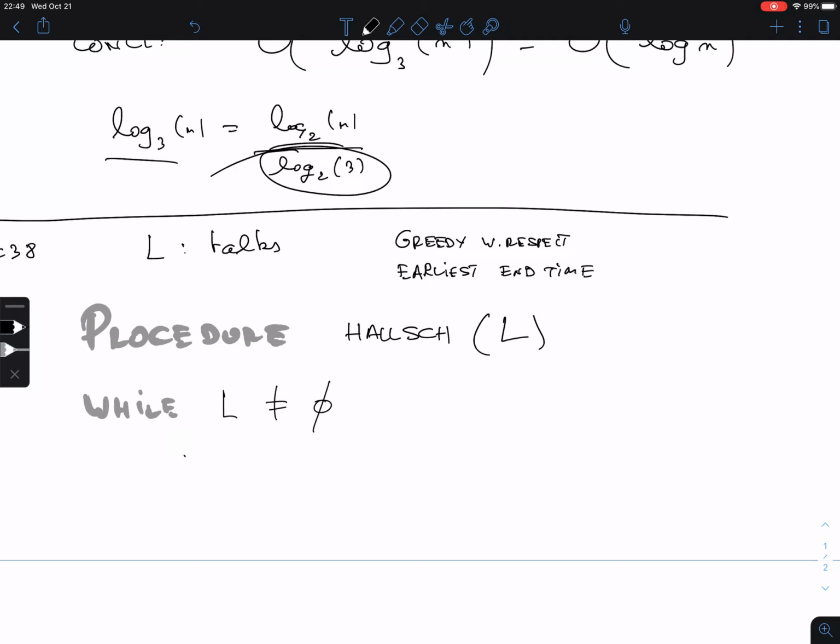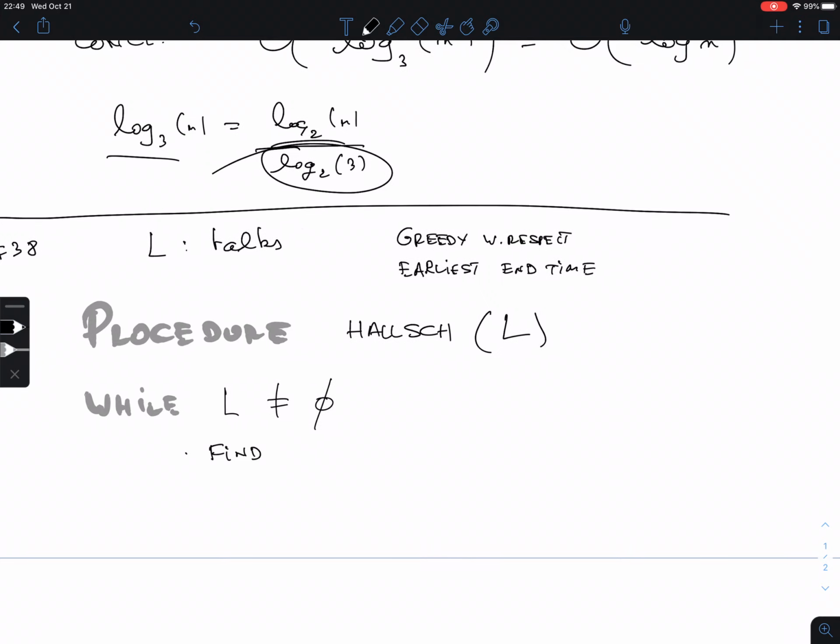And then what you do, the first thing is, and here we use a little bit of description, but we can do this in pseudocode: find talk t with earliest end time. That is exactly what our greediness tells us to do. Talk t with earliest end time.